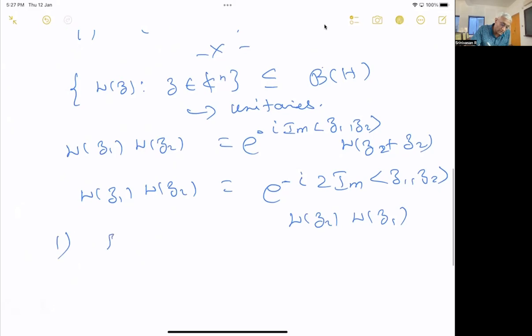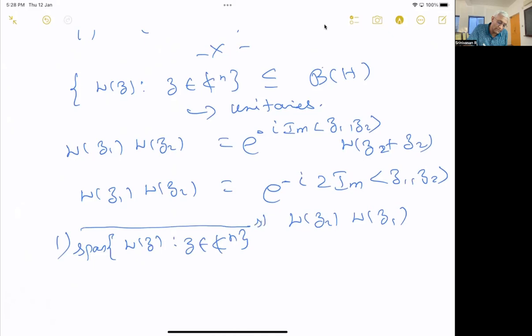So one is, if you take W of Z, Z in Cn, you take all of them, and you take the span. You take the linear combination of these. Taking linear combinations is the same as the algebra generated by them, because the product of two Weyl operators is a scalar times a Weyl operator. So you just have to take linear combinations to consider the algebra. You take the span, and then you take the closure in the strong topology, and that is equal to all of B of H.